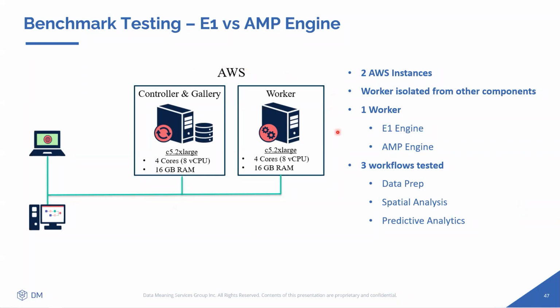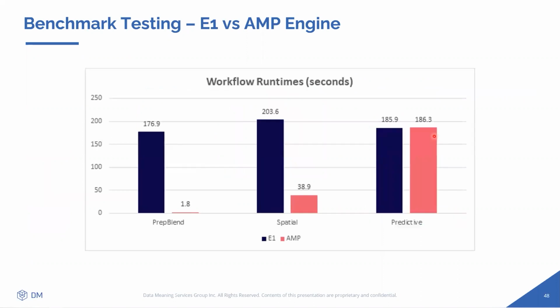So the only difference between the tests is that you have 2 instances of the AWS here, and the worker is already scaled out. You have 4 cores, 16 GB RAM, and you have 3 types of workflows running here: data prep, spatial, and predictive analysis. Also, one with the single thread engine and another one with the multi-thread engine. And here are the actual results.